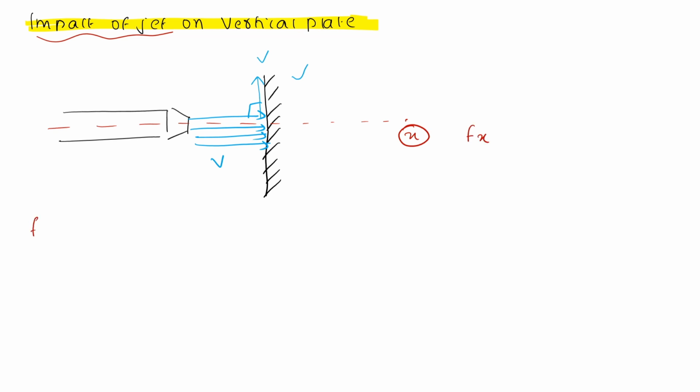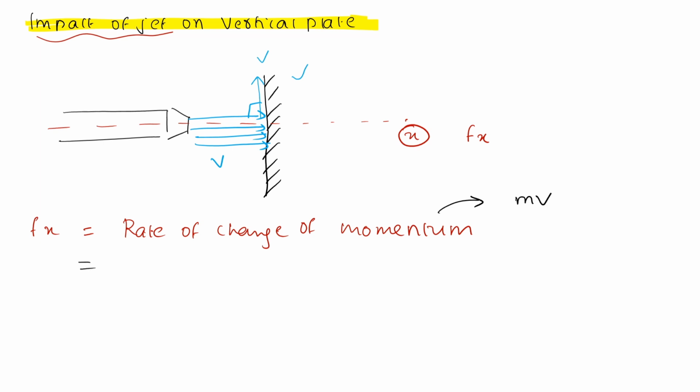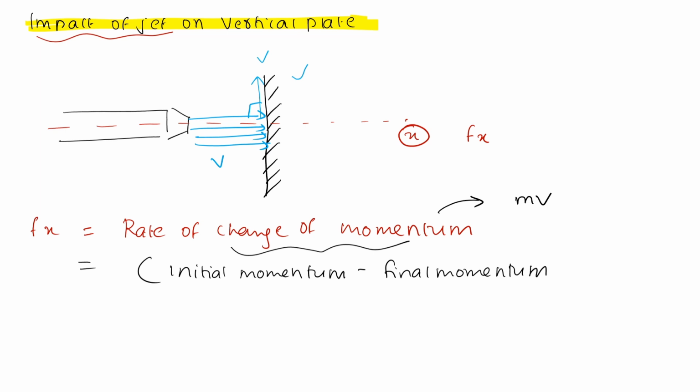We all know the equation of force. Force is the rate of change of momentum, according to Newton's second law. We all know that momentum is mass into velocity. So change of momentum means what? Change of momentum means initial momentum minus final momentum. This is the change of momentum. We have to find the rate of change of momentum, which means we have to divide the whole by time.